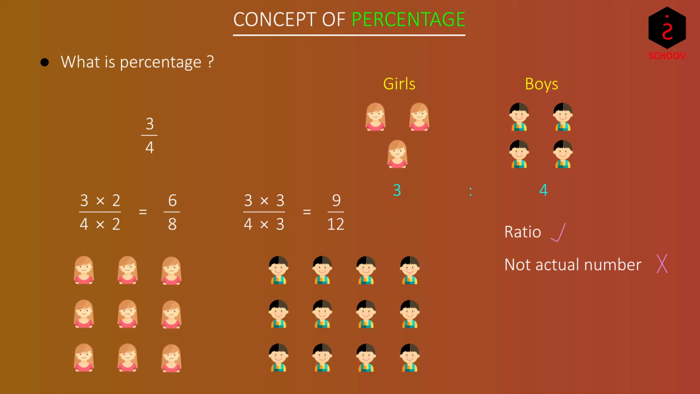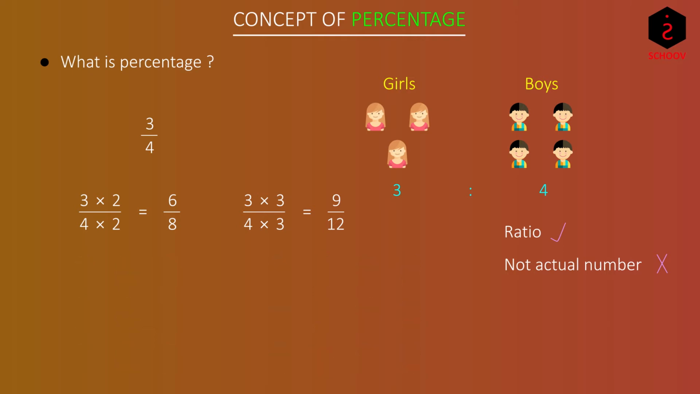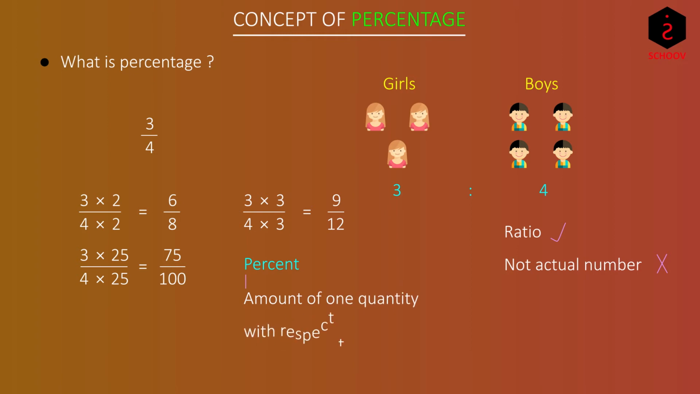Now, if we keep on multiplying like this and multiply with such a number that the denominator becomes 100, let's see what happens. So, multiply by 25. So, we get 75/100. This means that for every 100 boys, there are 75 girls. And whenever we find something for every 100, we call it per 100 or percent. Percentage is nothing but amount of one quantity with respect to another quantity, which is 100.